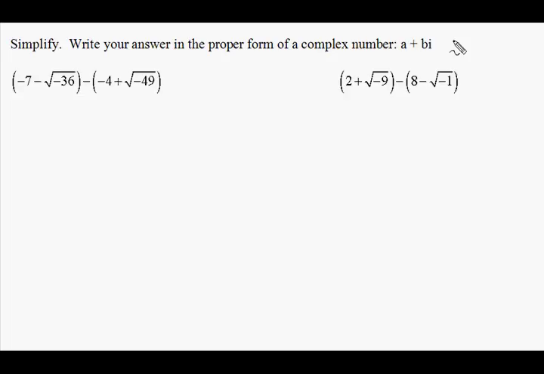Simplify. Write your answer in the proper form of a complex number, a plus bi, a real part plus an imaginary part of the complex number. So if we look at this expression, -7 subtract the square root of -36.